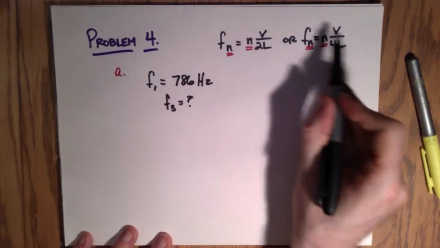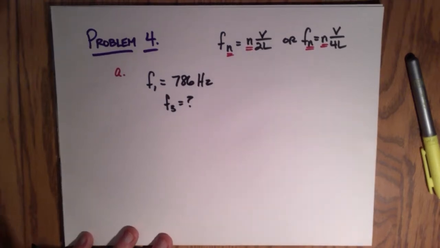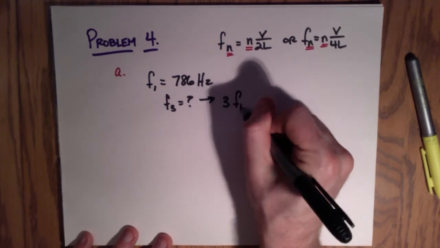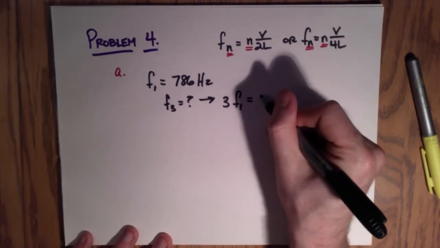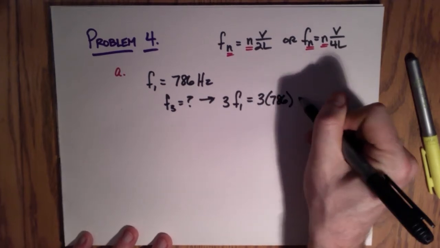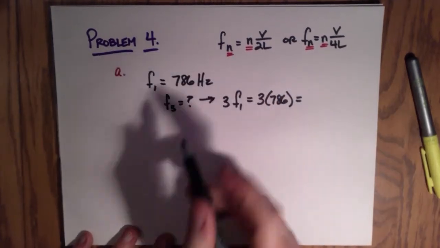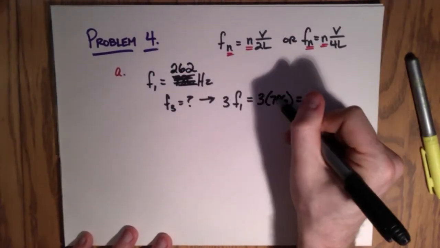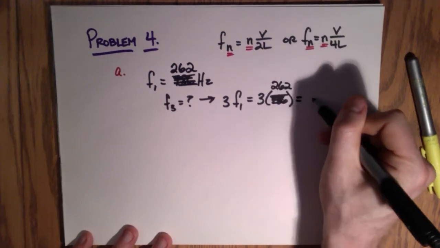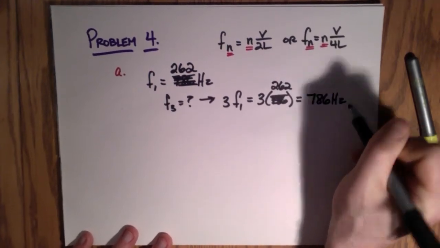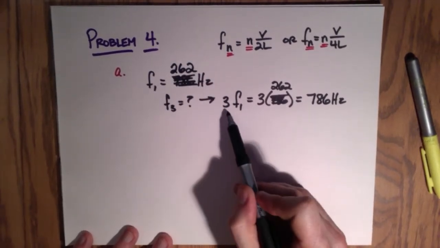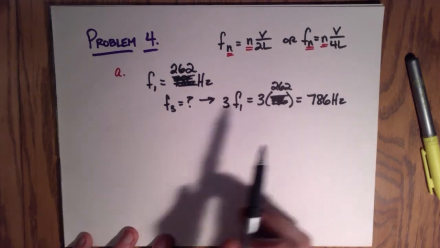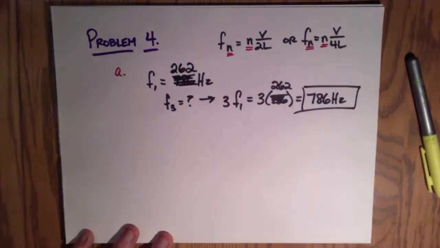You don't even have to use all these crazy equations. If you realize that the length and the velocity hasn't changed, the only thing that will change is n, well, F3 is going to be 3 times larger than F1. So keeping that in mind, 3 times... oh, I apologize. What they give you is the fundamental frequency of 262 hertz. I apologize, 262. That will give you 786 hertz. So if you have your fundamental, well, the third harmonic frequency is going to be 3 times that. 3 times 262 will give you 786.